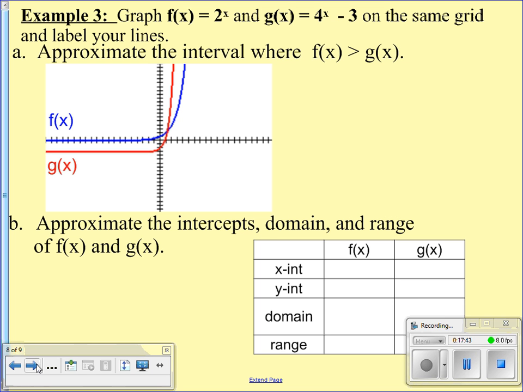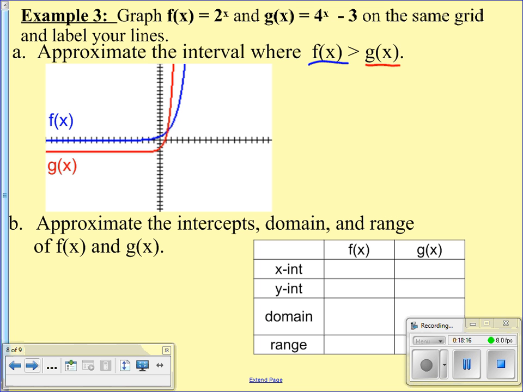So example 3, we have the two graphs shown. f of x is blue, g of x is red. The question says approximate the intervals where f of x is greater than g of x. What that means is, where are the y values of f of x greater than the y values of g of x.